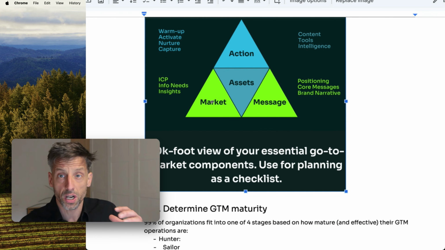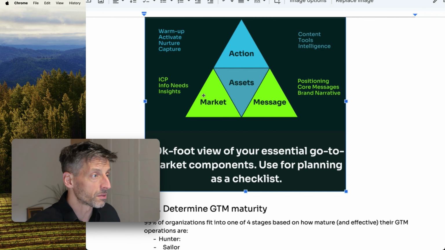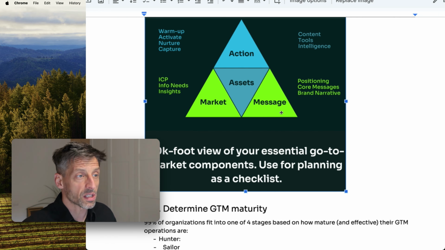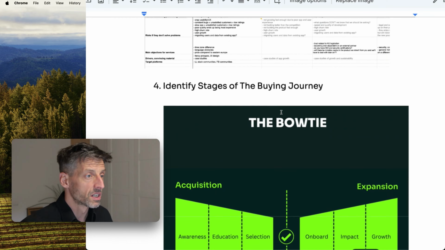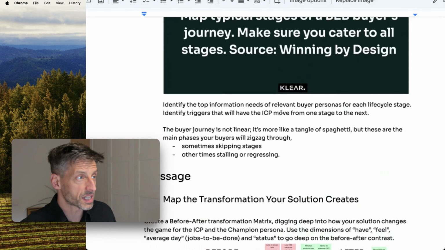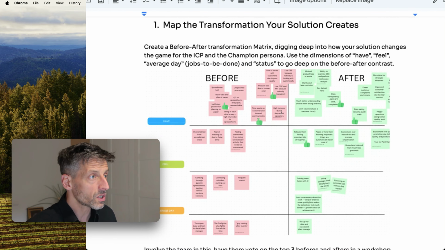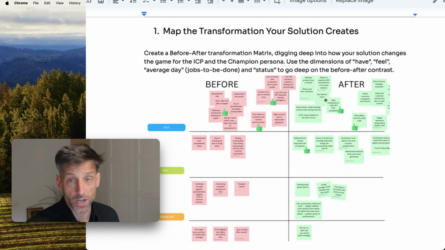Then we're back up at the message part of the GTM Delta, okay? So everything we just talked about concerns the market, okay? And then we go into the message, which is all about positioning and your brand narrative and your core messages, okay? And some of the major things that we look at here are the before-after transformation matrix.